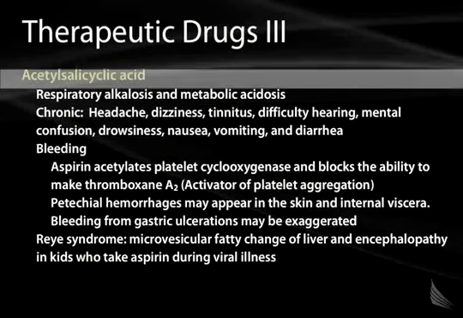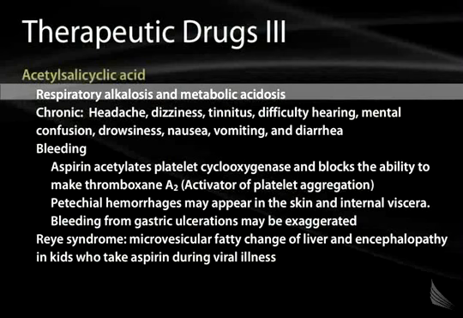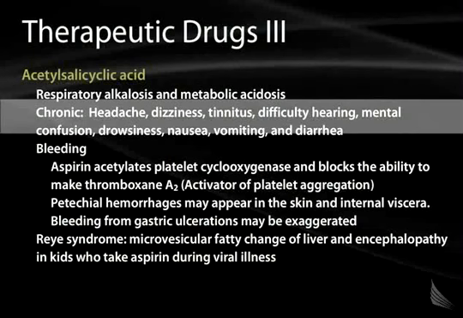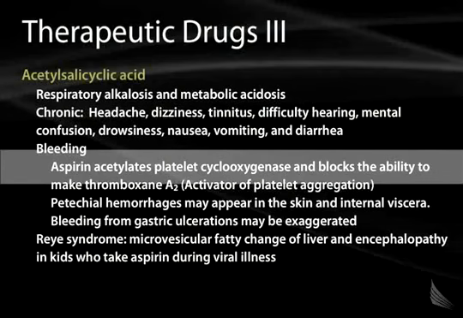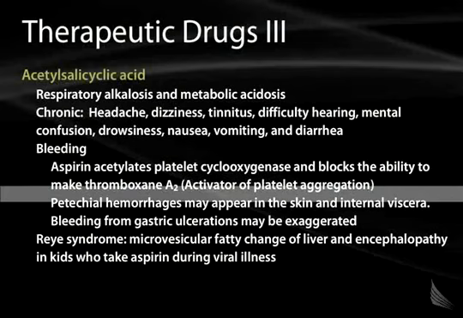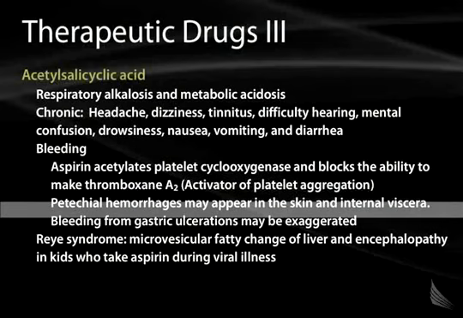Aspirin can also be abused, leading to respiratory alkalosis and metabolic acidosis. Patients who chronically use aspirin complain of headache, dizziness, tinnitus, mental confusion, drowsiness, nausea and vomiting, and diarrhea. Aspirin, with its role in acylating platelet cyclooxygenase, blocking the ability to make thromboxane A2, can lead to bleeding events. Petechial hemorrhages may appear in the skin and internal viscera. Bleeding from gastric ulcerations can be exaggerated.